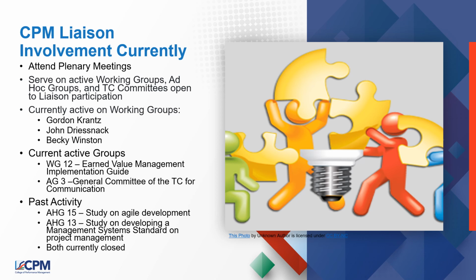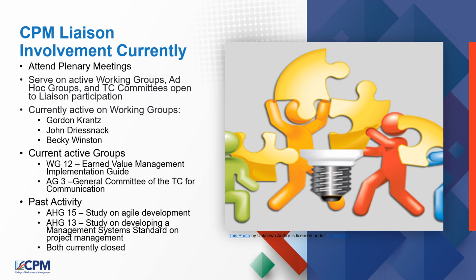Currently active on working groups for TC 258 are Gordon Krantz, John Drizniak, and Becky Winston. Current activities within the TC are the WG12, the implementation guide, as I mentioned, and then a group AG3, which is a general committee of the TC for communication, and there's some marketing involved within that. I happen to serve on that one, although anyone who has an interest in that could request that I put them on that committee also.